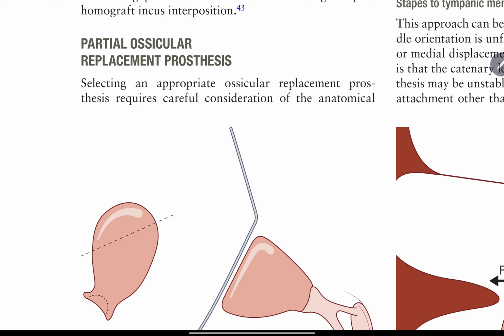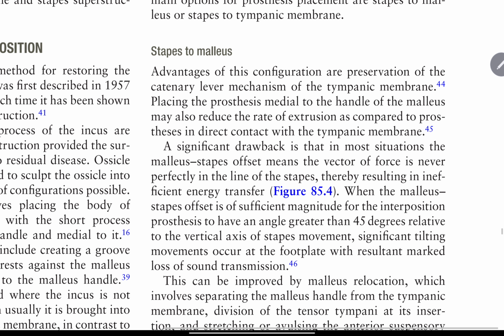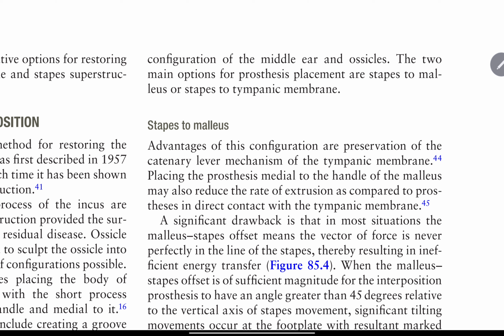Partial ossicular replacement prostheses. Selecting an appropriate ossicular replacement prosthesis requires careful consideration of the anatomical configuration of the middle ear and ossicles. The two main options for prosthesis placement are stapes to malleus or stapes to tympanic membrane.